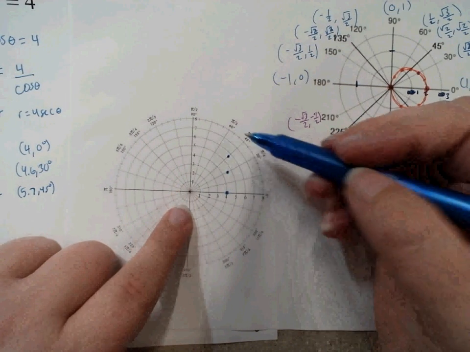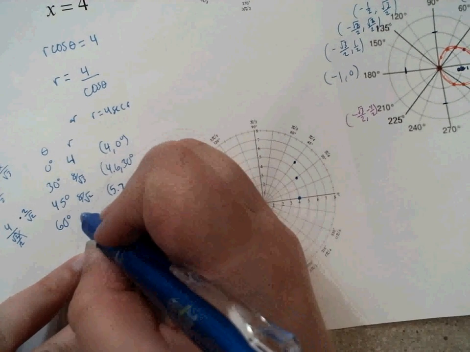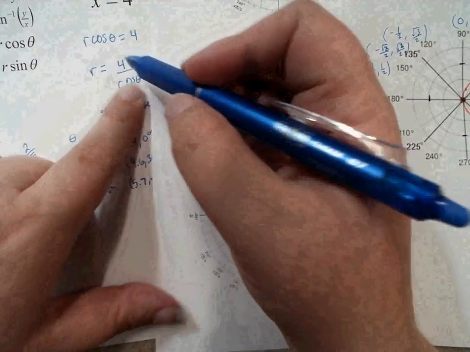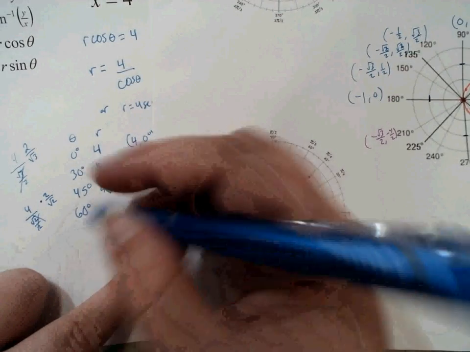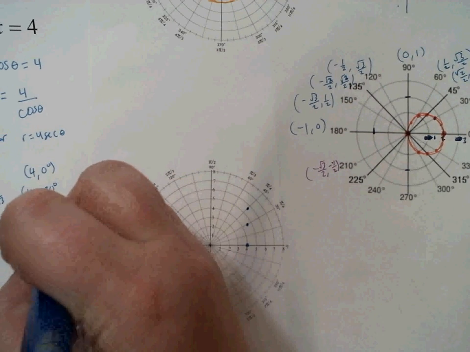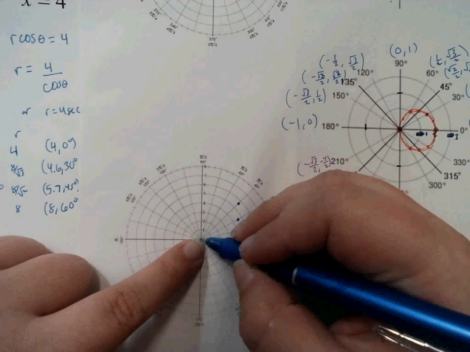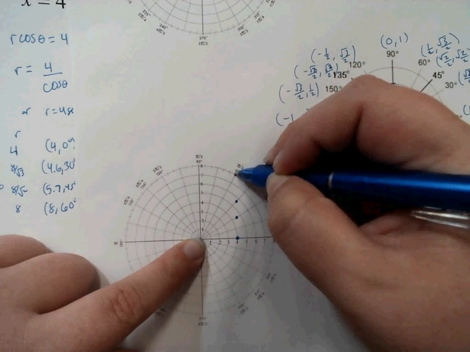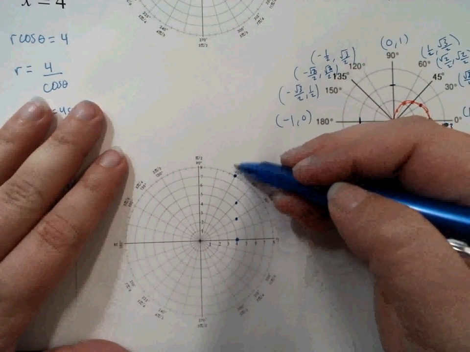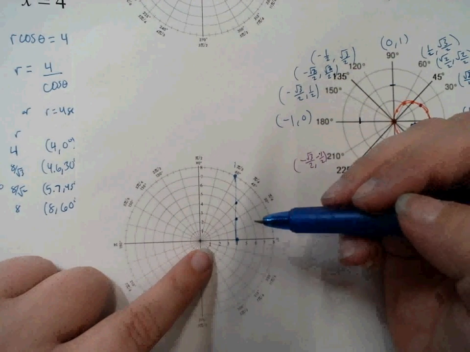Now, I don't even know if I'm going to be able to see this one, but maybe. Let's try one more, 60. Cosine of 60 degrees is 1/2. So that would be 4 divided by 1/2, same thing as 4 times 2. That would be 8. So that would be the coordinate point 8, 60 degrees. And 8's right there. So at 60 degrees, it would be at a radius of 8. And you can see how it, in fact, does create this vertical line.